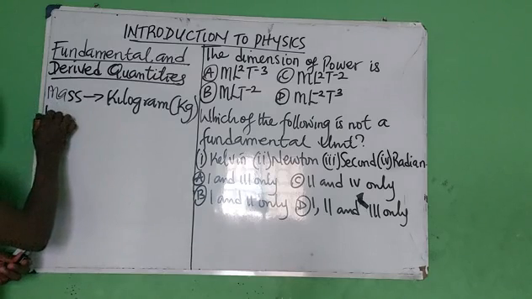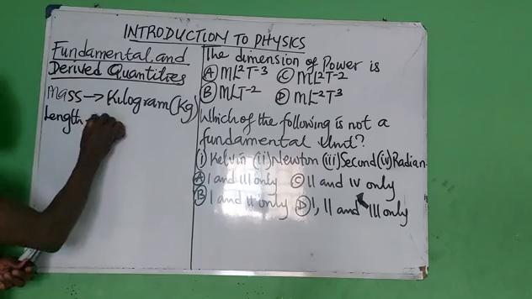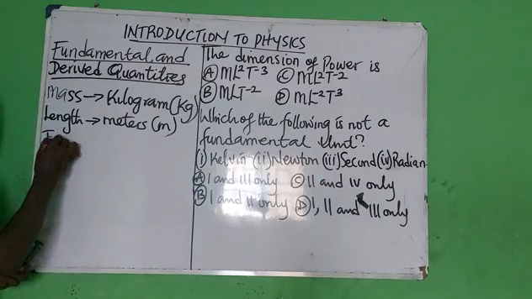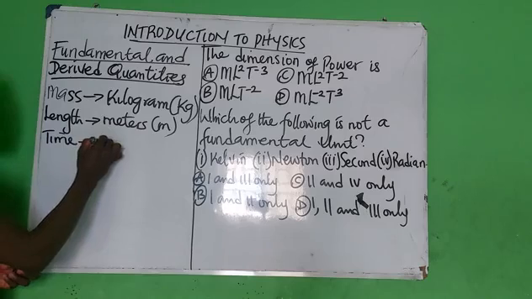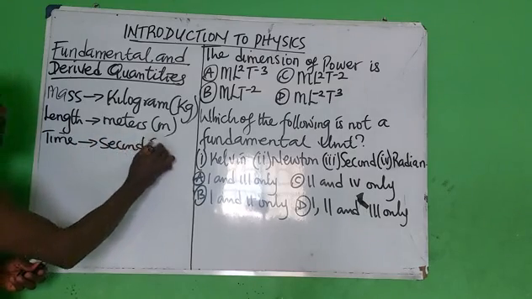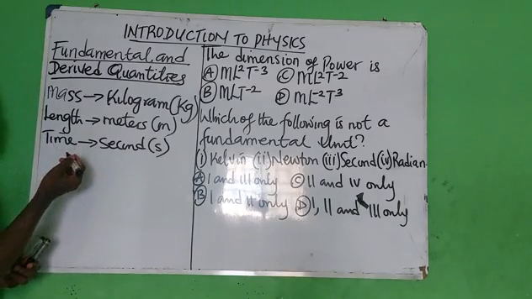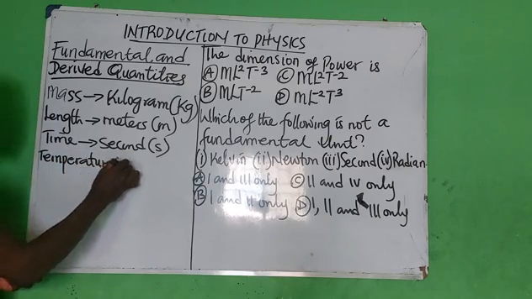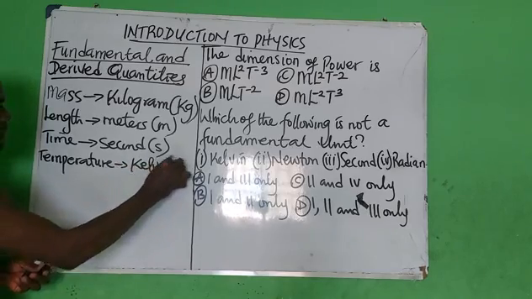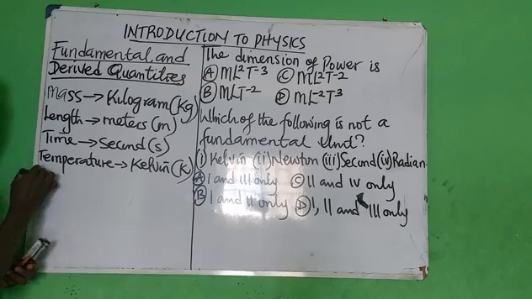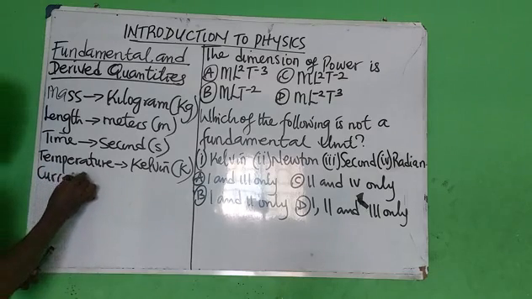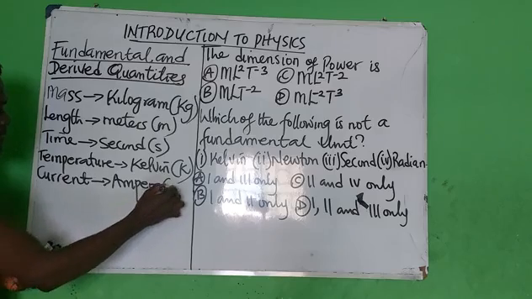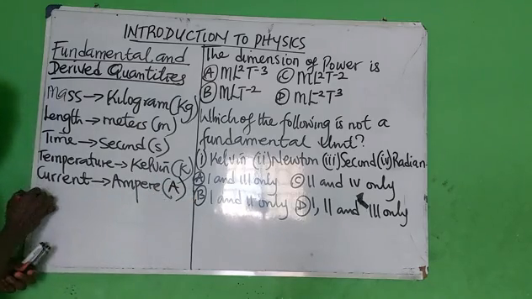All right. You have length. Length is measured in what? Meters. That is small letter m. All right, and then you have time. Time is measured in seconds. Like small letter what? S. Other fundamental quantities are temperature. Temperature, the SI unit is measured in what? Kelvin. That is K. All right, you now have a current. Current is measured in ampere. Ampere, that is A.